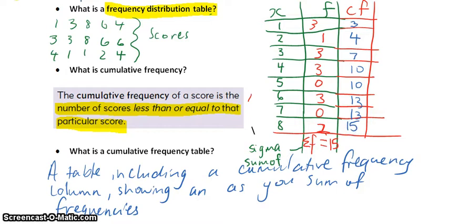And what you'll start to notice is that the cumulative frequency last value is equal to the sum of the frequencies. Okay? And what it means by cumulative frequency is it's showing as time goes on how you get to this summation of frequencies. Okay?